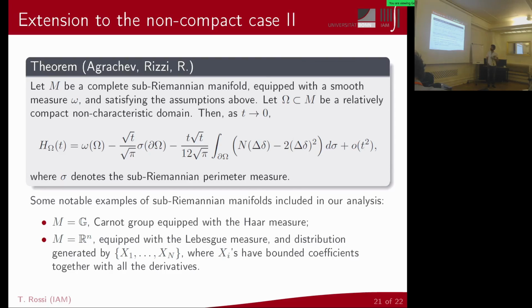Now, to conclude, let me just mention that Carnot groups are included in this class of sub-Riemannian manifolds, satisfying that they are globally doubling and supporting a global Poincaré inequality. In particular, the measure in this case is the Haar measure. And another class of examples of sub-Riemannian manifolds satisfying these assumptions is given by R^n equipped with the Lebesgue measure and a distribution generated by a family of vector fields where the vector fields have bounded coefficients together with all the derivatives.